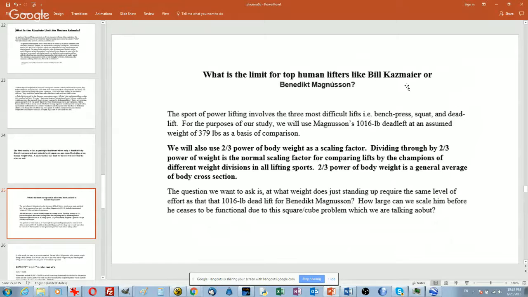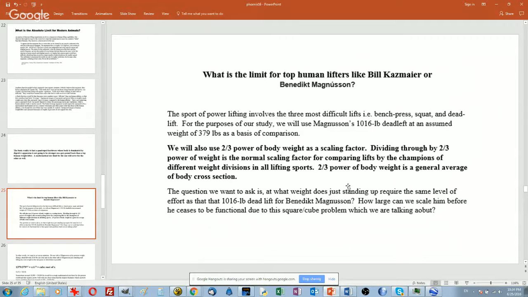What exactly is 2/3 power of body weight? I mean, it's a general average of body cross-section, which is really what we want. Now, the way they go at that is to say, okay, body weight is going to be proportional to volume, and you're going to assume that you've got some kind of a general notion of dimension, which you call small d, right? Body weight is going to be some number times d cubed. To get back to d, you take a cube root of that, and then to get to a general average of body cross section, you square that, right? So that's 2/3 power of body weight.